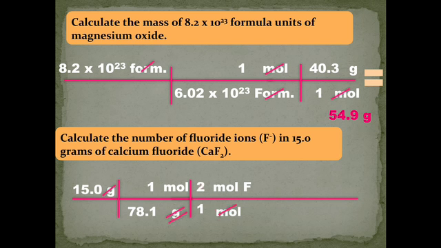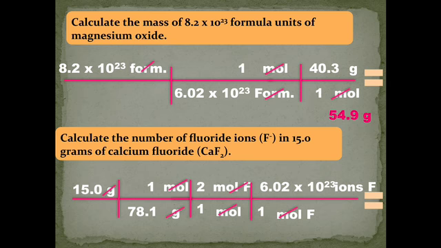And then I still need ions, which is a type of particle. So moles go on the bottom, ions on top. That's my 6.02 number. My moles are canceling, so now I'm where I want to be. I can go ahead and multiply out now and divide on the bottom, and I get 2.31 times 10 to the 23rd ions.